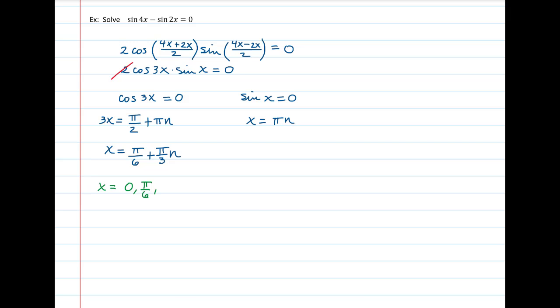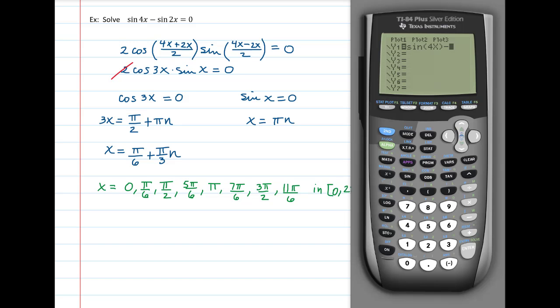Now, if we were asked to find the solutions from 0 to 2 pi, you can use your general solution here to just list all the ones that fall in from 0 to 2 pi. I'm putting them in order here, so I get 0, pi over 6, pi halves, 5 pi over 6, pi, 7 pi over 6, 3 pi halves, and 11 pi over 6. So those will be our solutions from 0 to 2 pi.